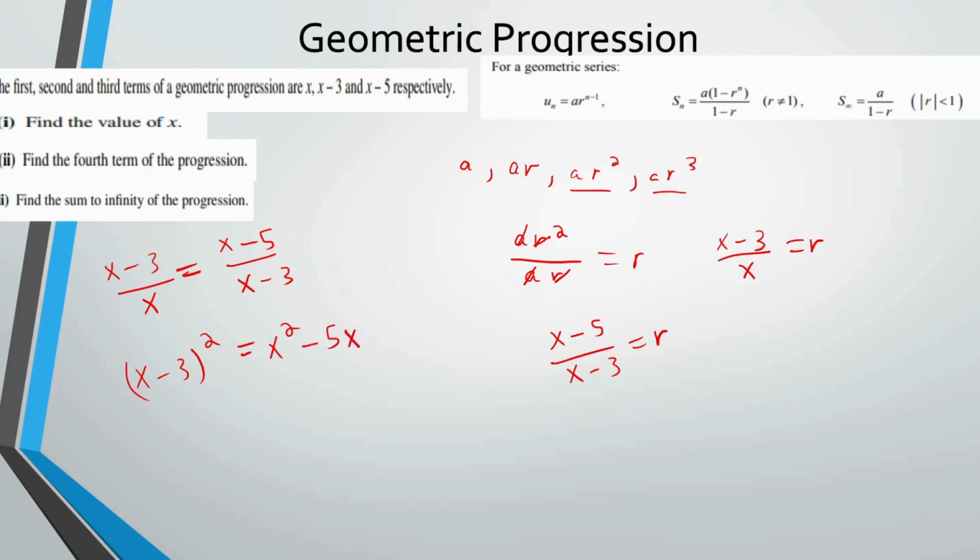Right, now let's open the brackets. x squared minus 3x minus 3x gives me minus 6x plus 9 is equal to x squared minus 5x. I can cut the x squared out from both sides. Then bring the 6x over to the right side. So this gives me 9 is equal to minus 5 plus 6, which is equal to x. So I have my answer, 9 is equal to x.